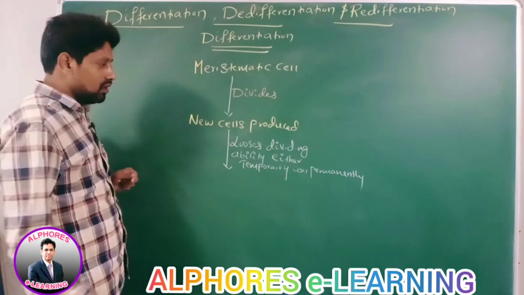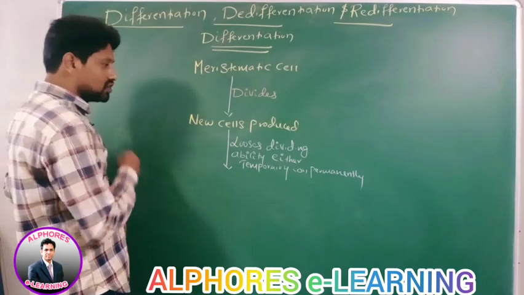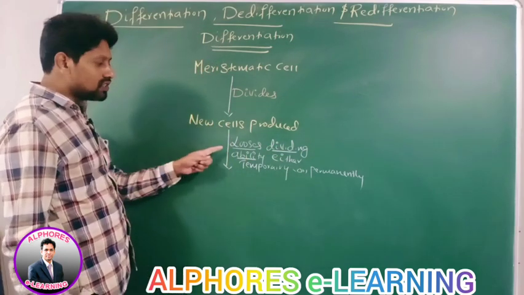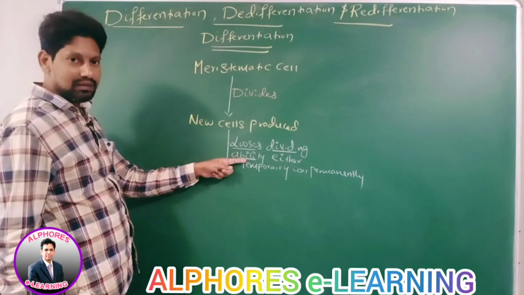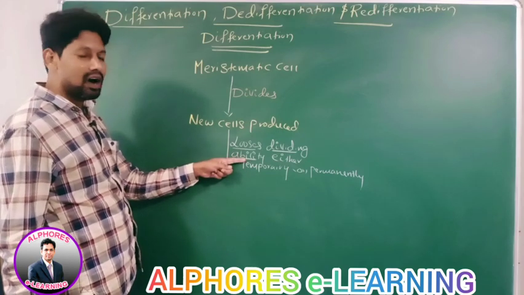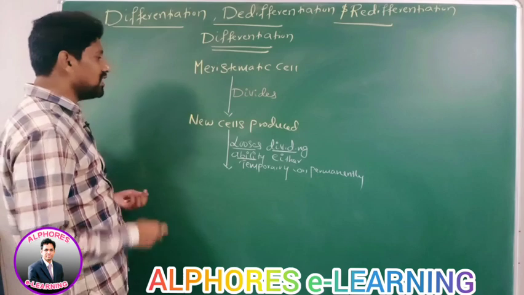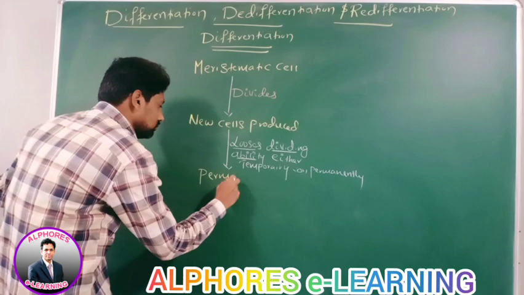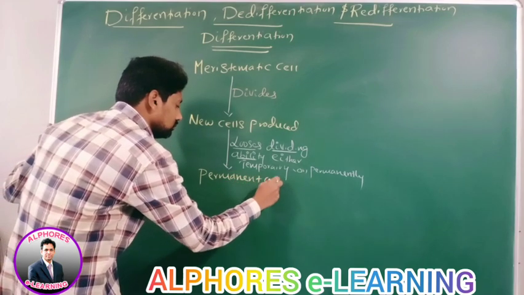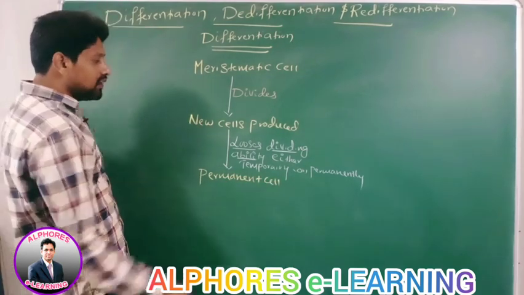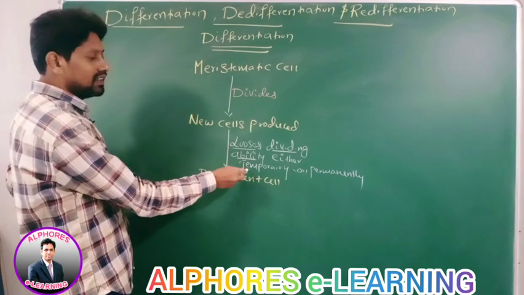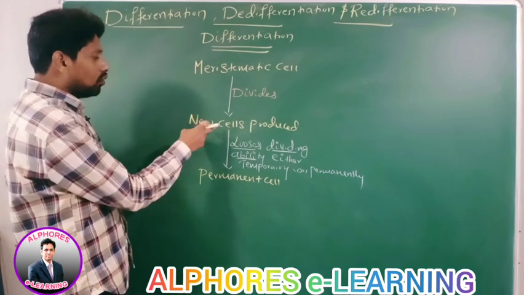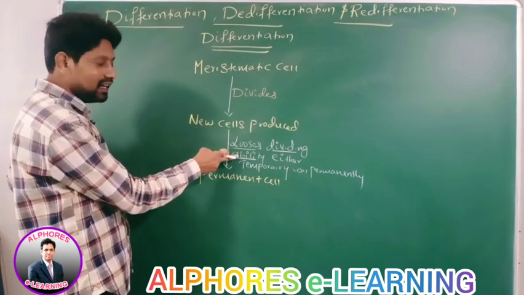See this statement? These new cells produced are losing which ability? Dividing ability. They are losing this dividing ability either temporarily or permanently, and change to permanent cells. Is this statement okay? After losing dividing ability, they change to which cells? Permanent cells.